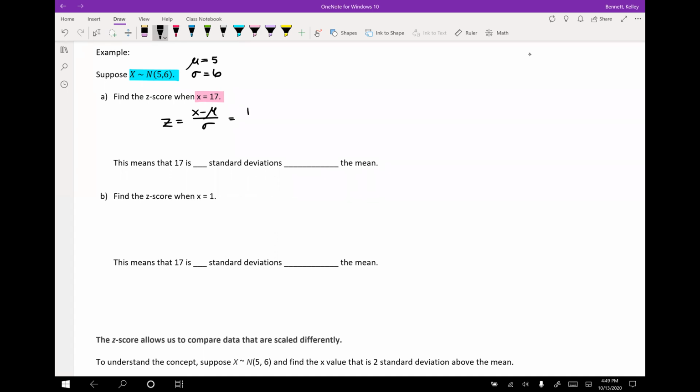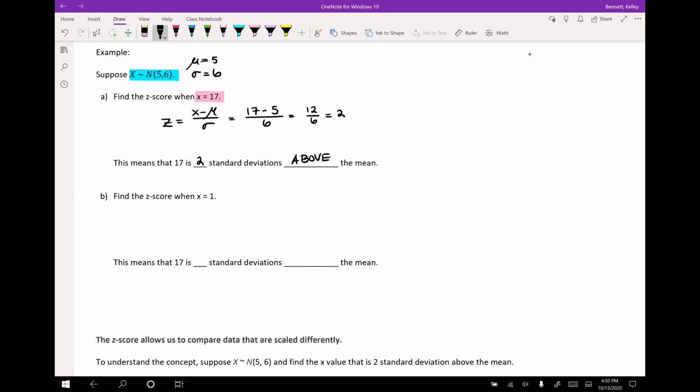So I've got 17 minus mu, which is 5, divided by sigma, which is 6. So that gives me 12 over 6, which equals 2. So 17 is 2 standard deviations, and 2 is positive, above the mean.